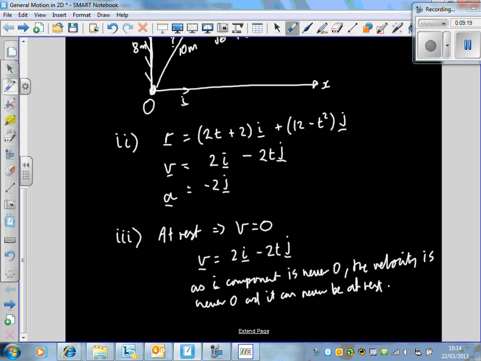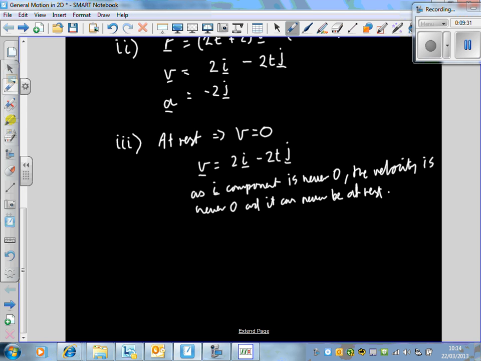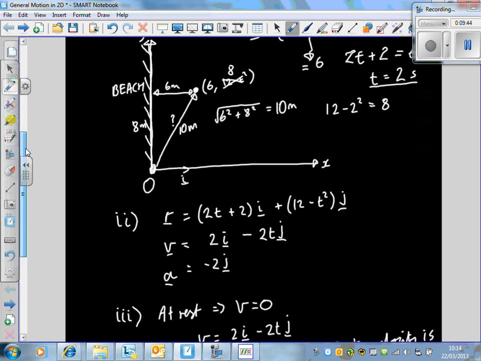So the boat is constantly moving. Not moving forever, because that would require an infinite amount of fuel, and unfortunately, we live in a world where that is not the case. But anyway, we proved that it's never at rest because the velocity, this component, can never be 0. Okay? Now, part 4.